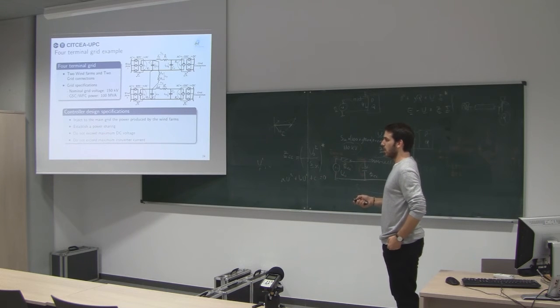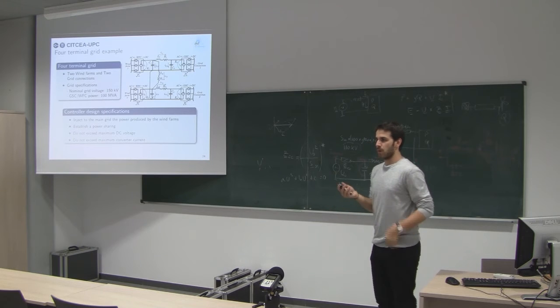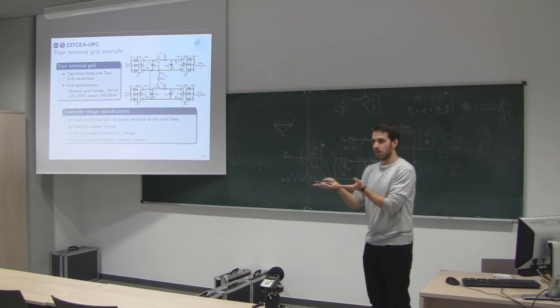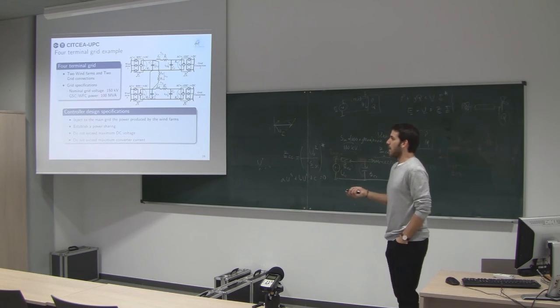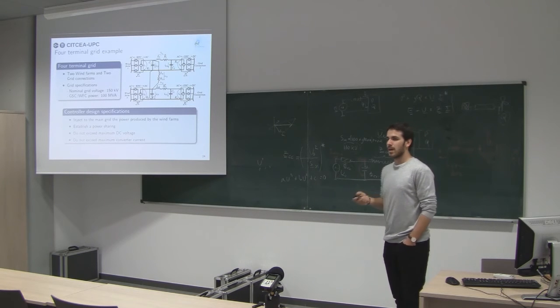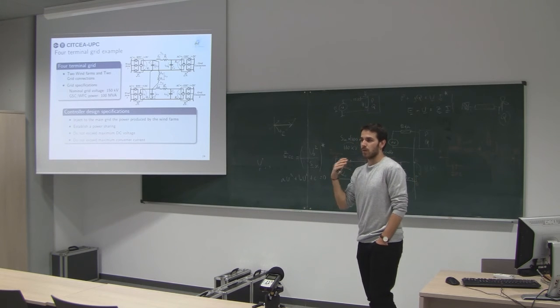And then the second main goal is to establish the power sharing, okay? Because you maybe want to send different power. You have a set point of power that you must send to one country or another, for example. Okay, and then of course you have to do this safely. You don't want to exceed the maximum DC voltage, and you don't want to exceed the maximum converter current. That's something that the converter requires.